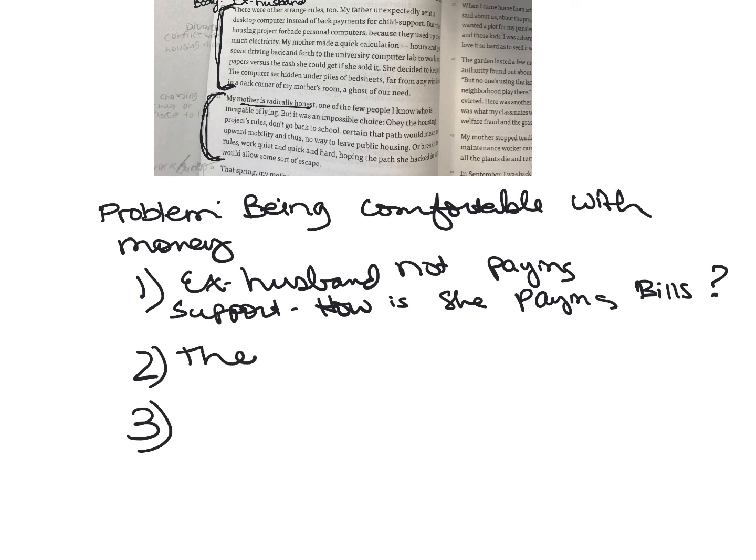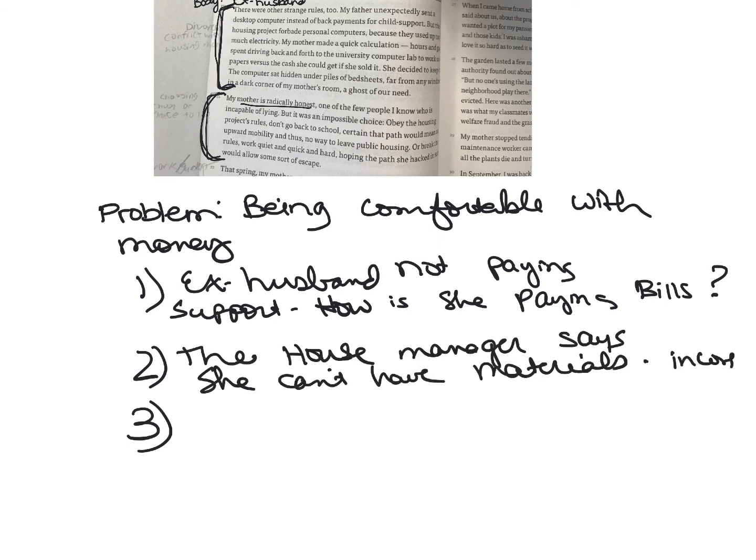So when you look at that next paragraph, the house manager is saying, you know what, that's income. That scholarship that you're on, the computer, you can't have that, and that's income, so you can't live here. And so she has to overcome that. That is another problem that supports this. And so your next body paragraph would have something to do with that.